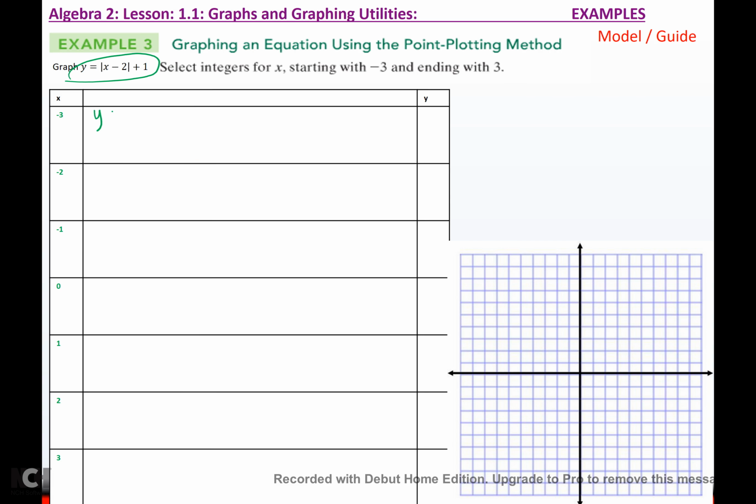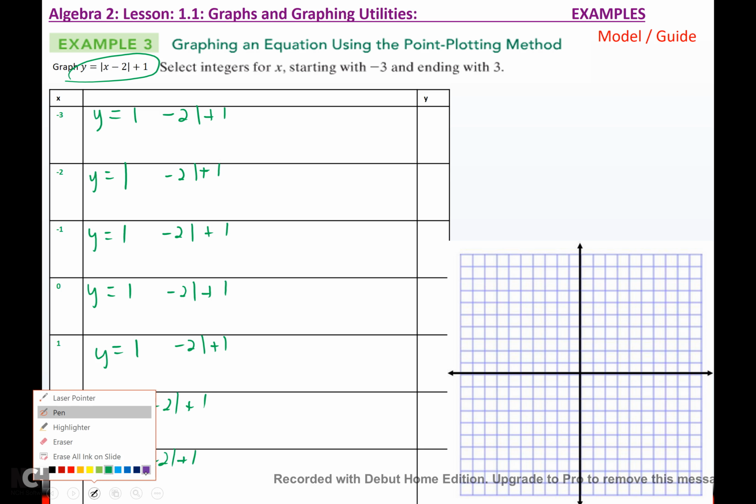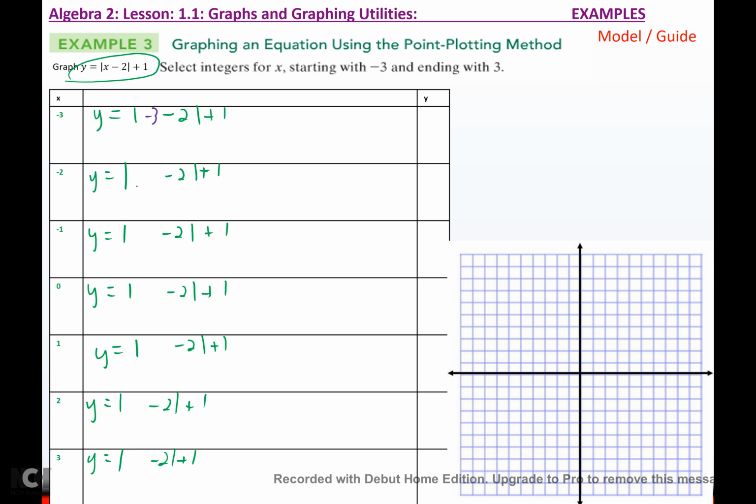Again, I'm going to copy it. Y equals absolute value of blank minus 2 plus 1. The equation doesn't change. Only what I'm plugging in changes. Okay. And I'm plugging in negative 3, negative 2, negative 1, 0, 1, 2, and 3.